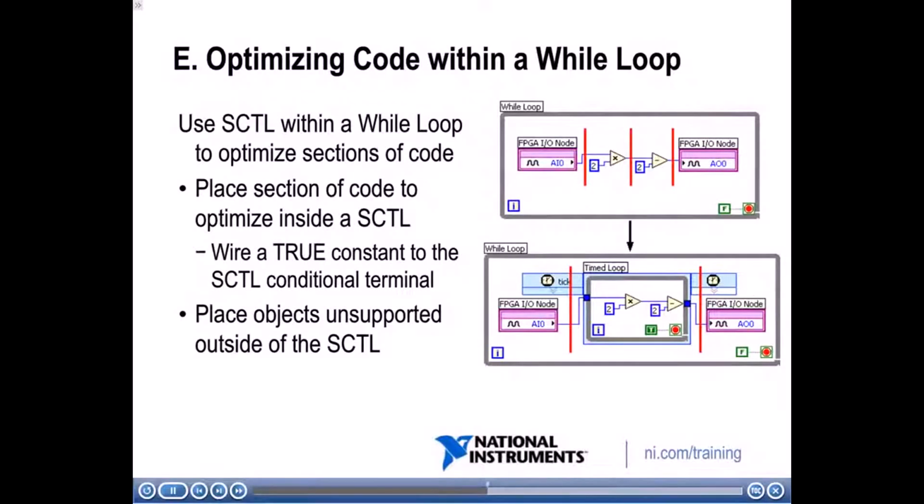Notice that the loop condition terminal inside the time loop has a true constant connected to it. What that means is when we get to this single cycle time loop, it's going to execute the code in there once, then exit, and then go on to the rest of your code. So this is a handy way of optimizing sections of code and making them execute within one clock cycle.